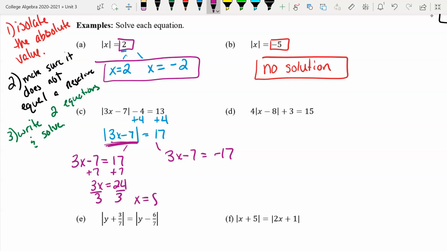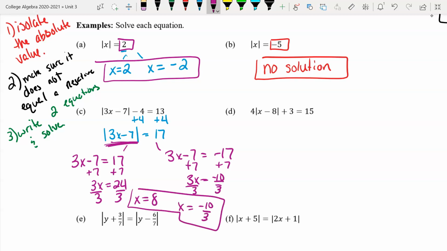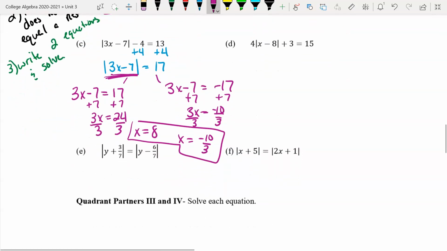I get x equals 8. And x equals negative 10 over 3. Again, HOX is going to want that fraction, so just leave it in fraction form. Okay? D, same thing. I want to isolate the absolute value.